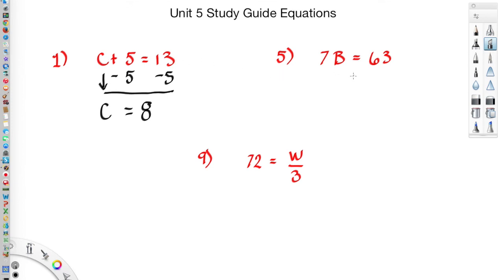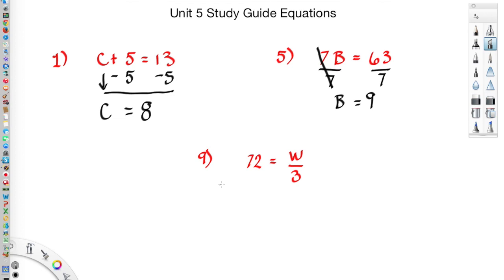Let's take a look at number 5. I have 7b is equal to 63. What's happening to our variable b here? Let's examine it. I see it's being multiplied by 7. What's the inverse of that? Divide by 7. And what I do to one side, I will do to the other. The 7's cancel each other out. That leaves me with b is equal to 63 divided by 7, which is 9.